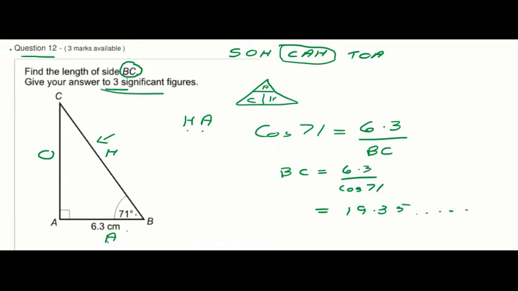But I want my answer correct to 3 significant figures, so I need to just have 3 digits in the answer, so I'm going to chop off that bit. So because that's a 5, I'll round the 3 up to a 4, so the answer is 19.4 centimetres, and that's the answer to that question.